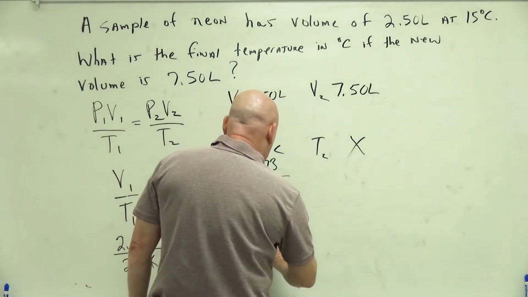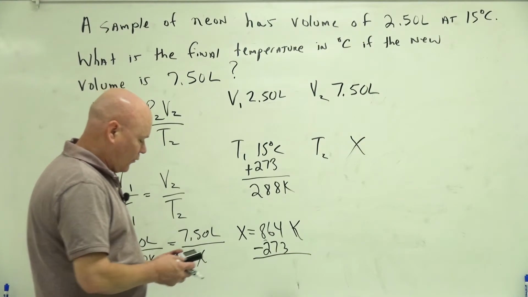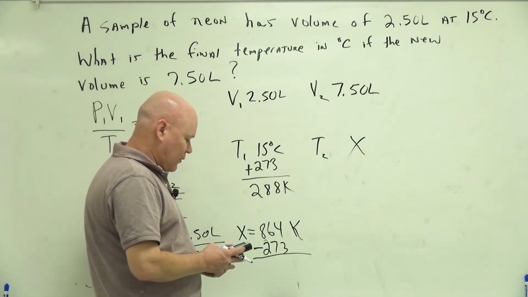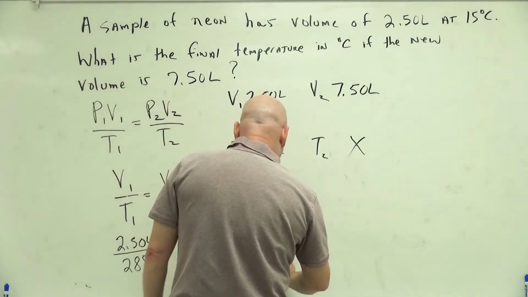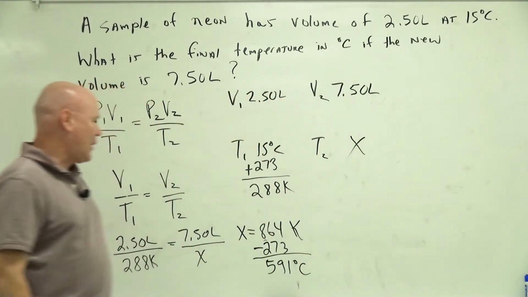And we have to subtract off 273 to get our degrees Celsius. So that is 864 minus 273, and that gives me 591 degrees Celsius as my final answer.